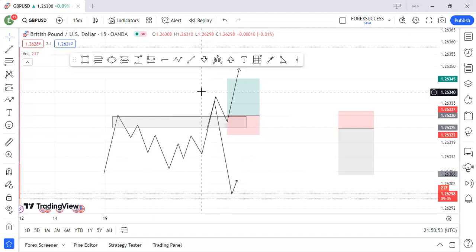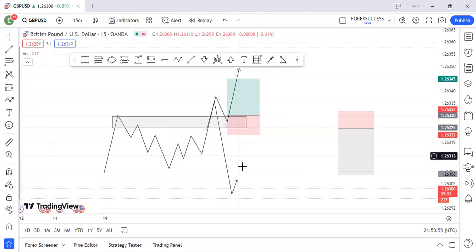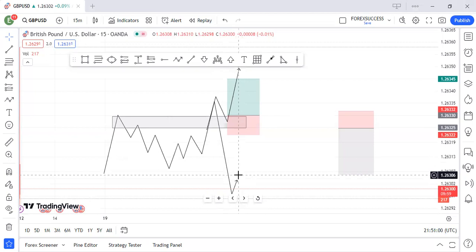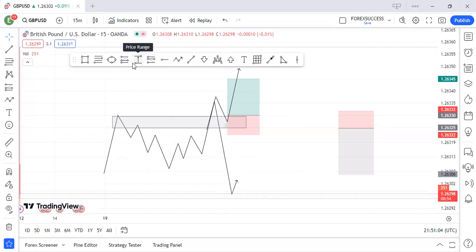You might have your SL somewhere here, and price just comes here and then sells down. You're like, wow, I didn't try, right? But I'm advising you to just follow your trading rule. If your trading rule is 15 pips, fine. But most of the time, you must not really talk about how many pips you want to use.